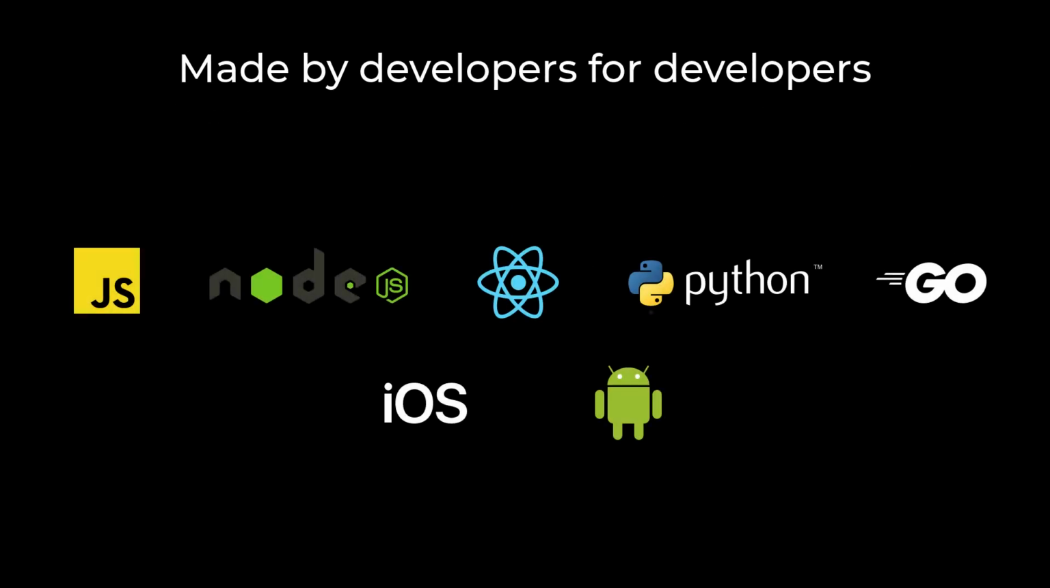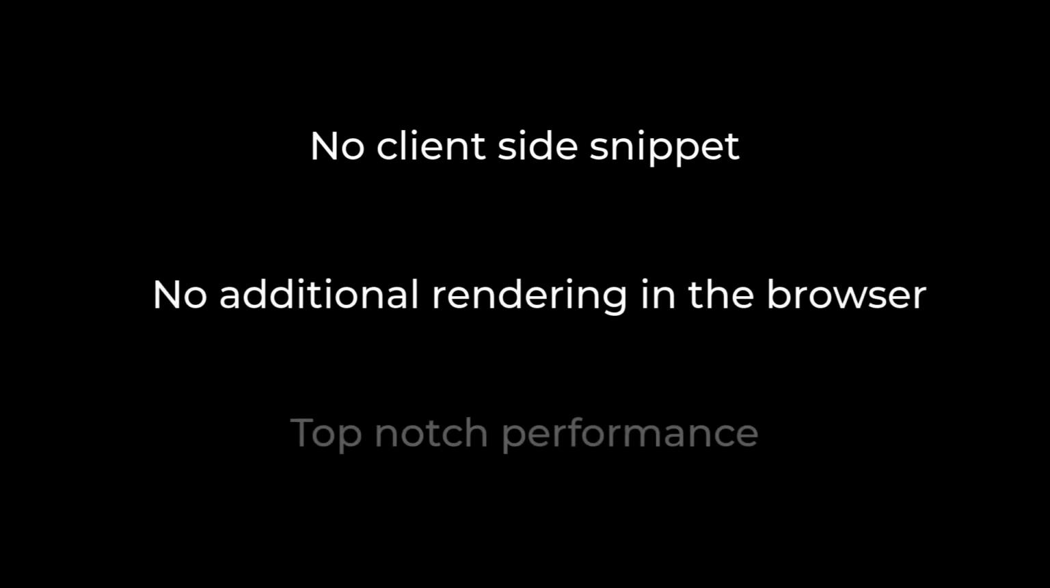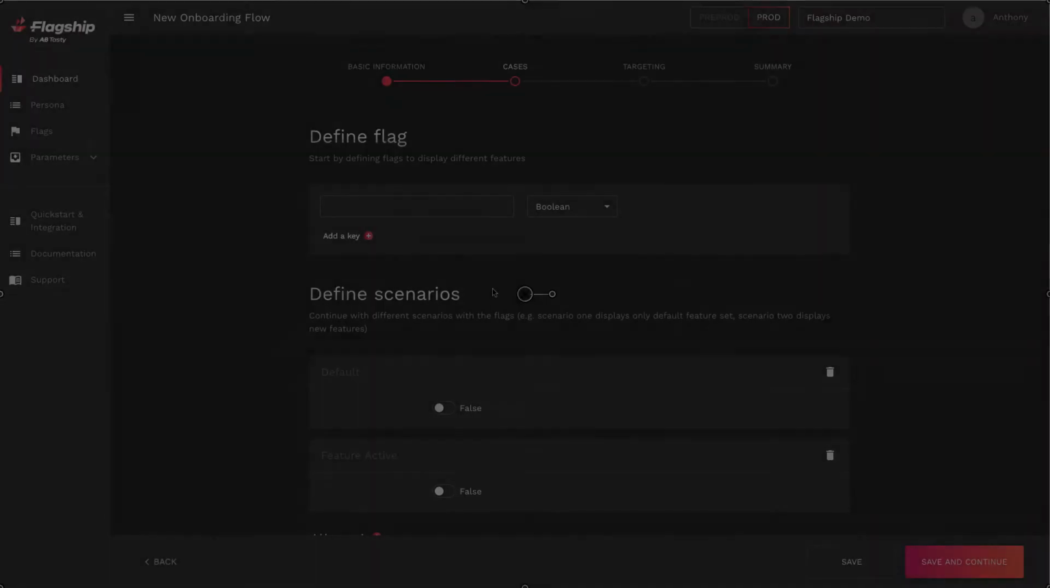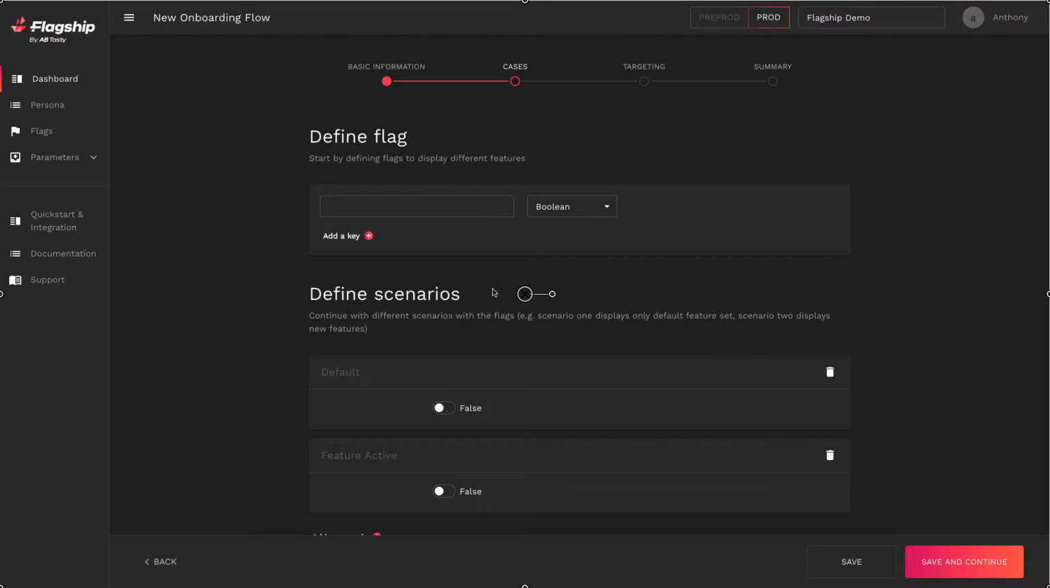In addition to the Flagship Decision API, you have the option of using one of the several SDKs we have to accommodate the most common programming languages and frameworks, both client and server side. You don't need to add any JavaScript snippets to your pages. Everything is delivered on the server side, giving you full control over the performance. Let's see how to set up a flag in practice.